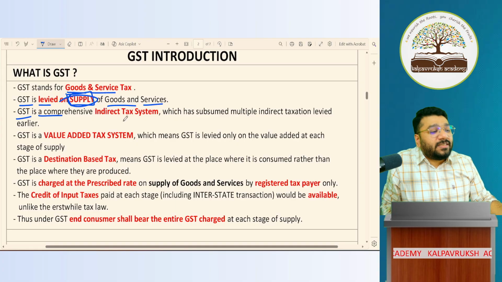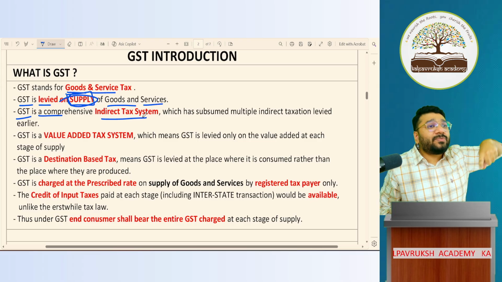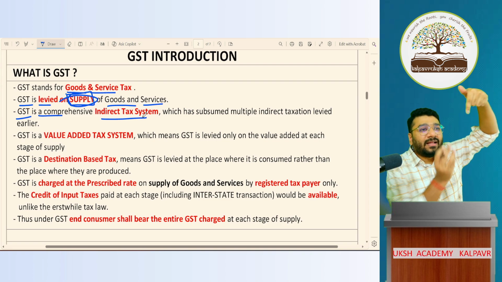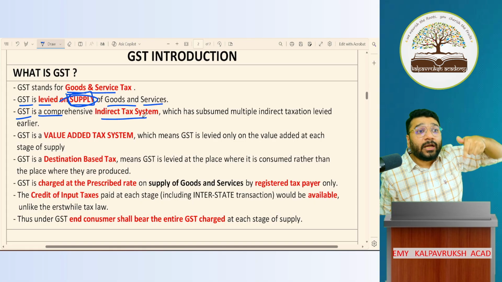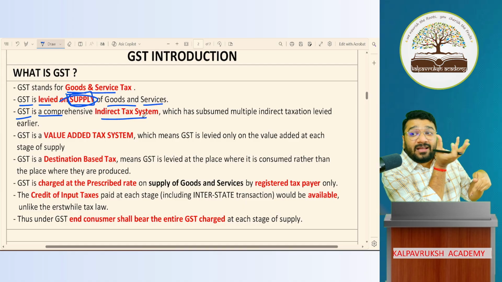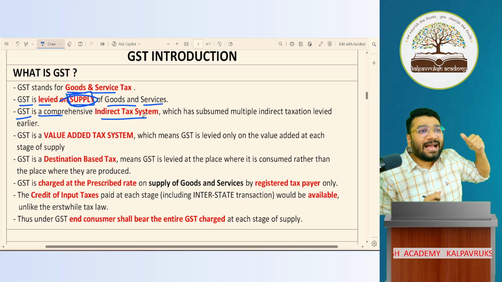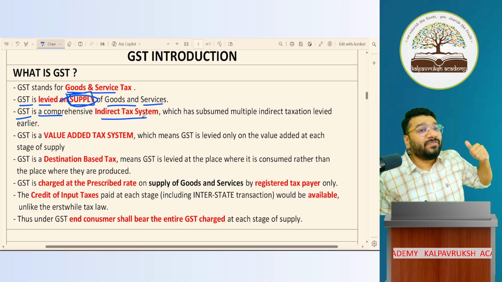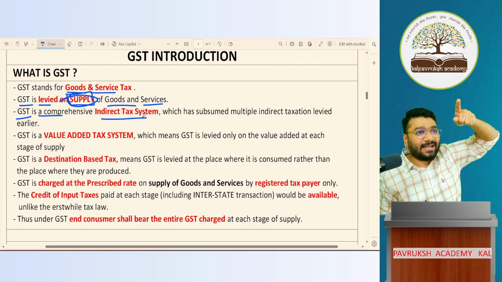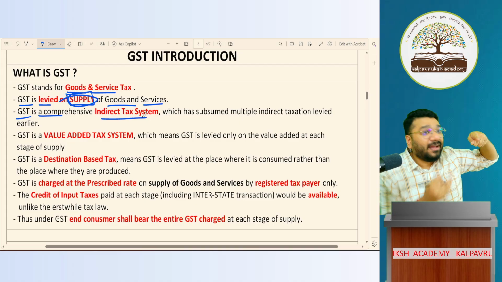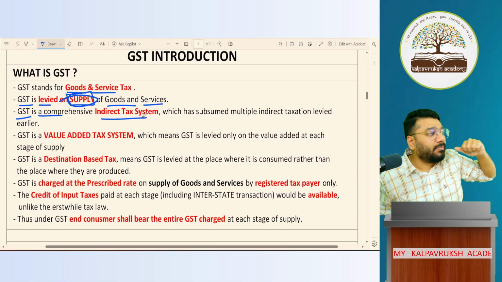GST is called a comprehensive indirect tax system. Do you understand the meaning of indirect tax? Indirect tax means a tax which is indirectly attached to your income. You paid GST on the iPhone from your income only, but it is not a tax calculated on your income. Whatever income is left after tax, from that you purchased a product, and on that you paid a tax. So indirectly the tax is paid from your income. Hence it is indirect tax.